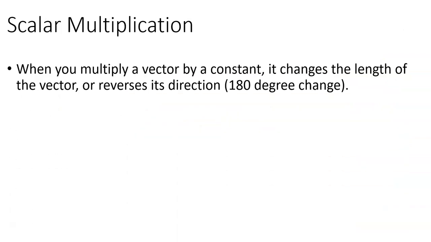All right, I can also take vectors and multiply them by a constant. Constants we often talk about as scalars because it changes the scale, as long as it's not 1. So it either changes the length of the vector or reverses its direction.